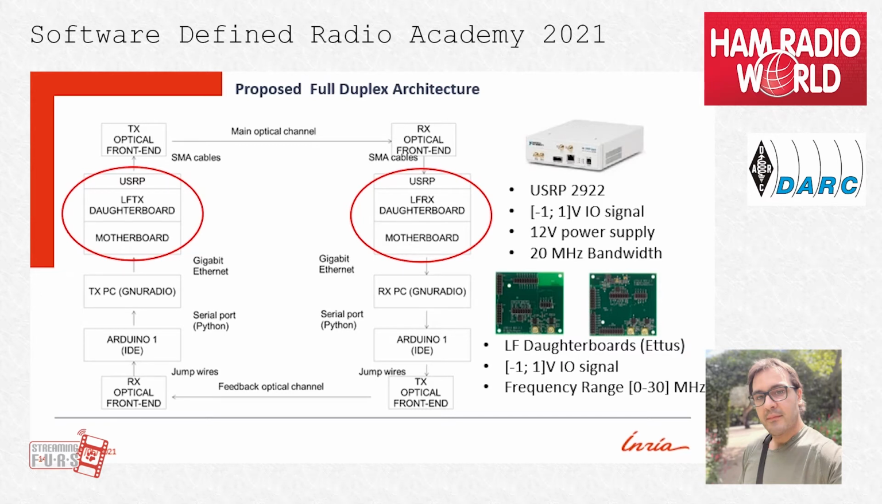But in this case, since we use very low frequencies for modulating the signal of the LED and the signal received by the photodiode, we integrated the two daughter boards provided by Ettus in our system, which allow to manage the operation in a low frequency range between 0 and 30 MHz, which matches with the frequency band of our modulated signals.